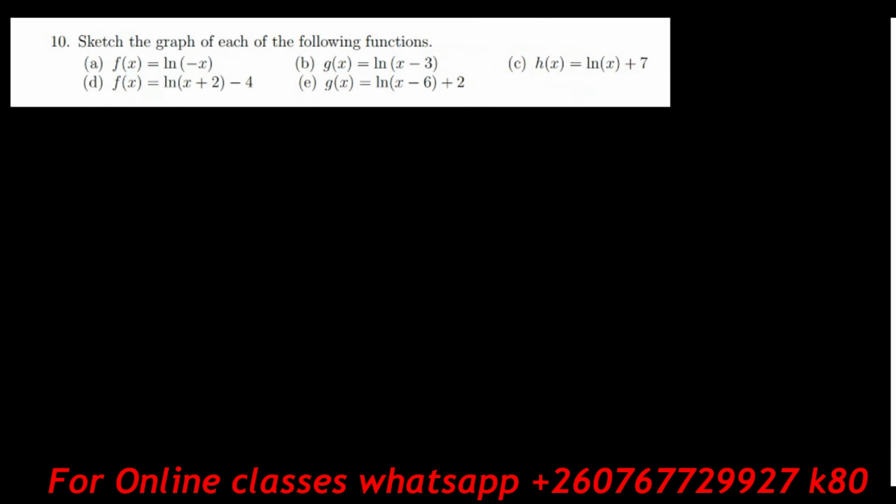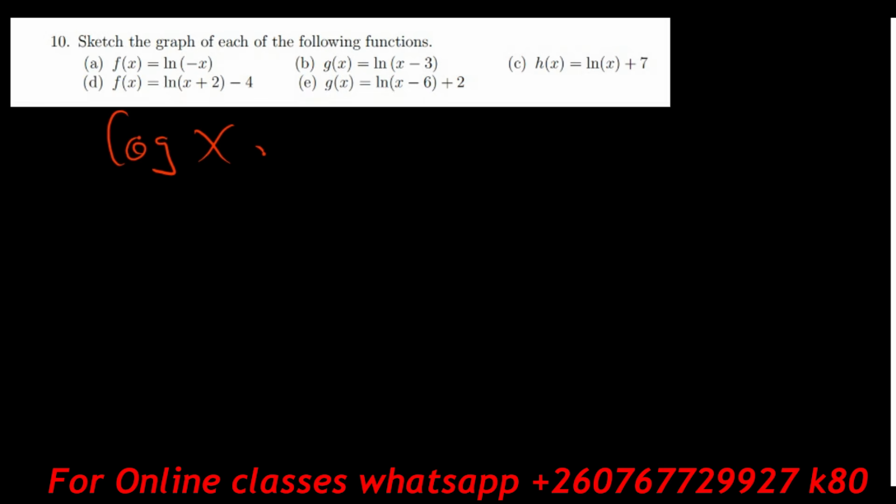Now let's go to question 10. Question 10 is talking about sketching the logs. Like I said, log and ln, they are the same. So when you see ln and log, we're talking about logarithmic. When you see e, we're talking about exponential. So in this case, before we start, let's have a simple log. It's the same, guys. Let's say log x.